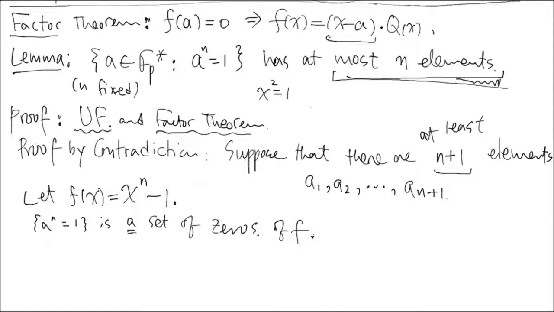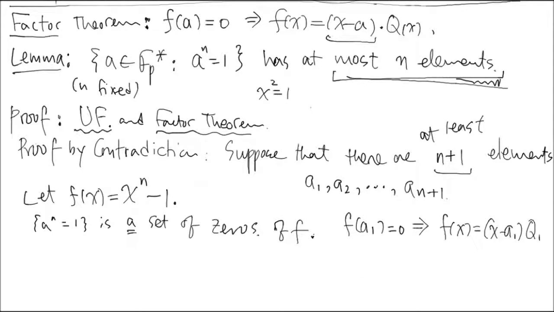Okay, so one at a time. Here f of a1 is 0, right? What does that imply? f of a1 is 0. Then f of x is, by the factor theorem, if you have a zero, the factor x minus a appears as a factor. So here's x minus a1, times q1, whatever the quotient is. That's what the factor theorem says, right?